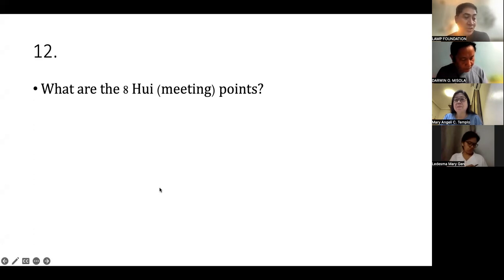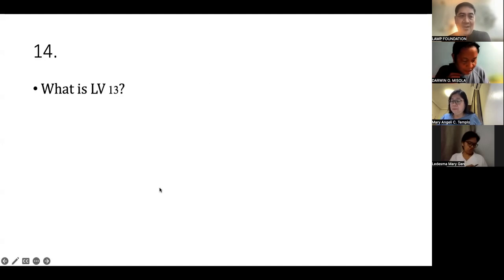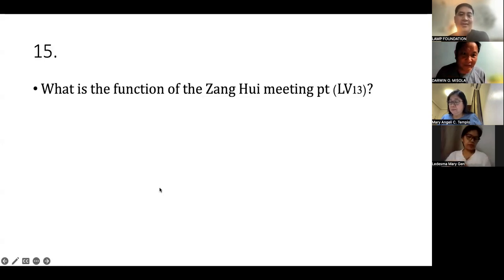Thank you very much. What Hui meeting point affects all the yin organs? Liver 13. Great. What is liver 13? It's the meeting of the yin organs. What else? Front view of the spleen. Okay. What is the function of liver 13?